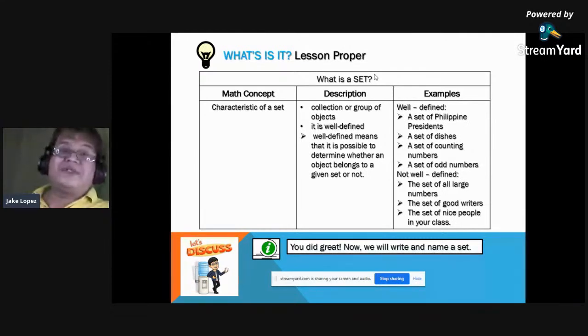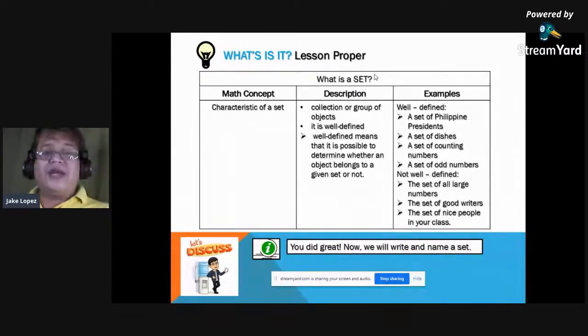So sino ba ang presidente natin ngayon? Alam natin, di ba, si Tatay Digong. So ang kasama niya ng mga president, si ex-President Gloria, ex-President Noynoy Aquino, ex-President Fidel Ramos, and so on. So, if igugrupo natin silang lahat, we call that a set of Philippine presidents. Okay? So, a set of dishes, a set of counting numbers, a set of odd numbers. Okay, so yun ang mga well-defined set.